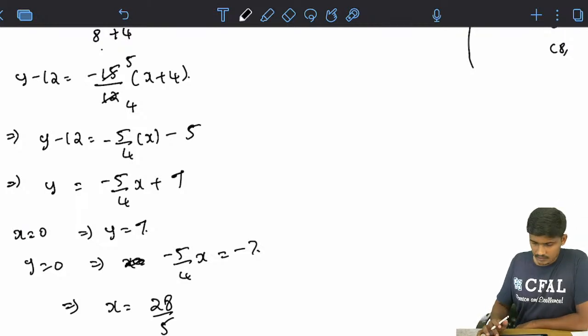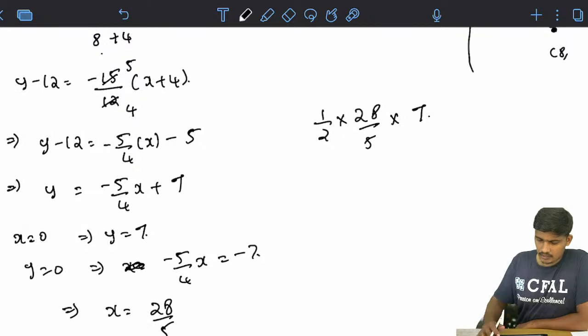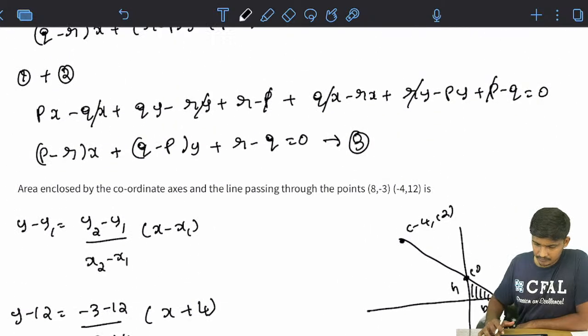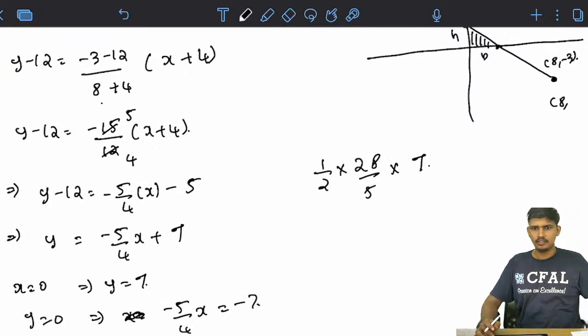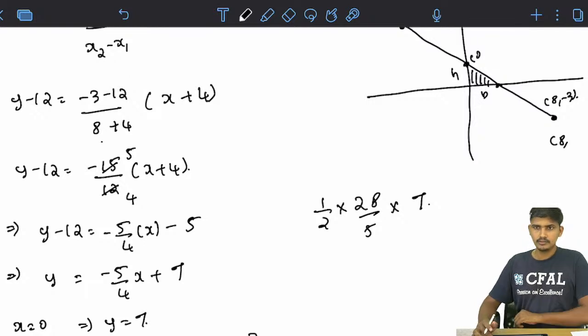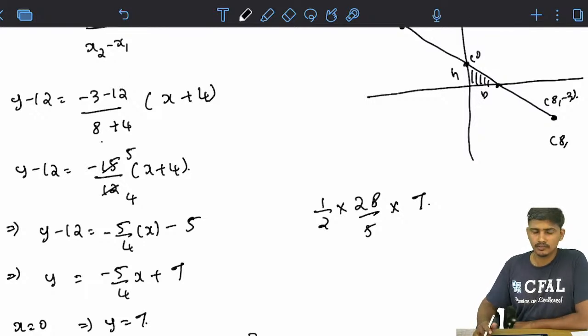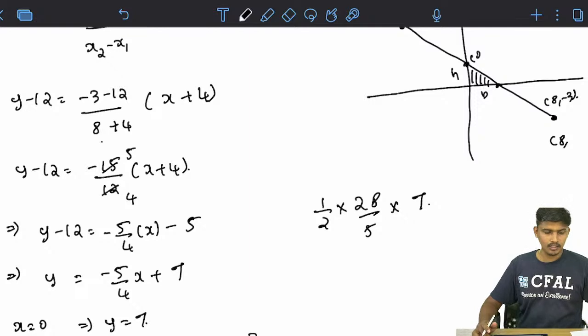Now just apply half into base into height, and that will be our answer. Just calculate the y-intercept as well as the x-intercept and you will get the answer. Is that okay? I hope this is clear. Any more questions? Okay, fine.